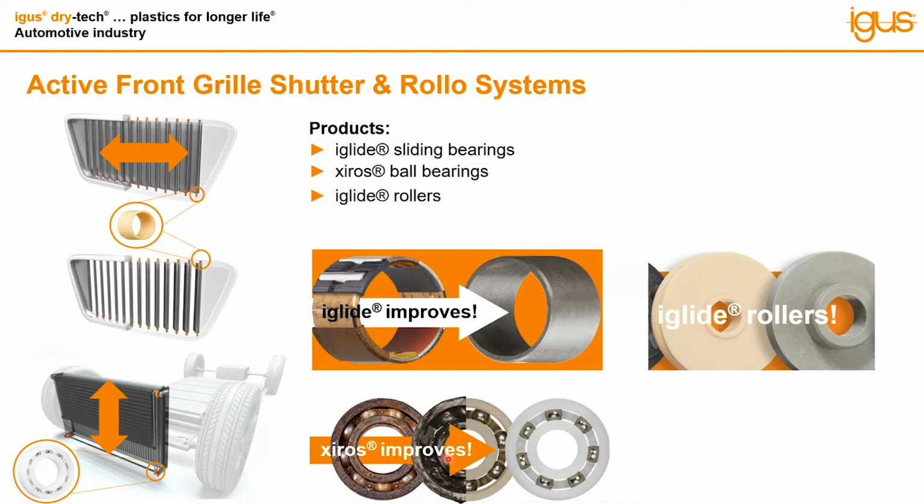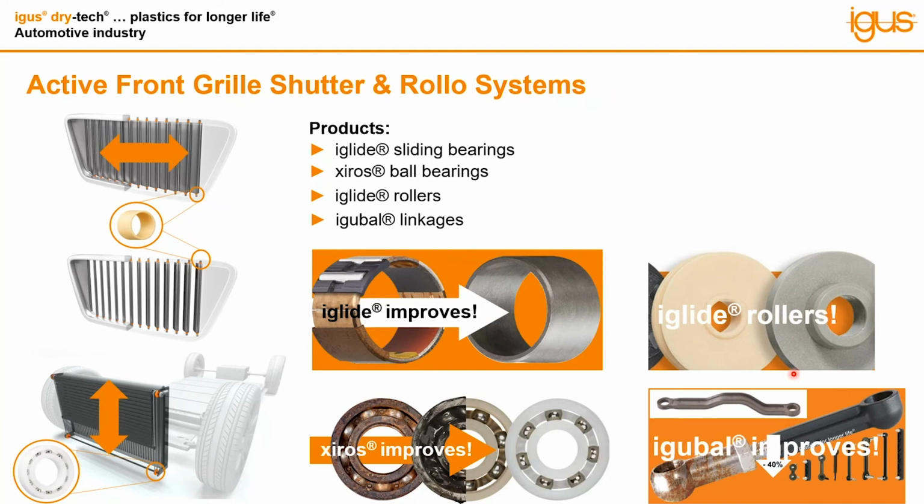For sure, besides the ball bearings or the sliding bearings, we also have other products, and you could use our iglide rollers. For example, you can see the groove outside of the profile. So here, for example, for the wires, or for the movement function, the groove is key. Or we have our igball linkages, like you can see here. Just to name some of the other products we have, because this is a very often used linkage and product inside of these rollo systems or related applications.